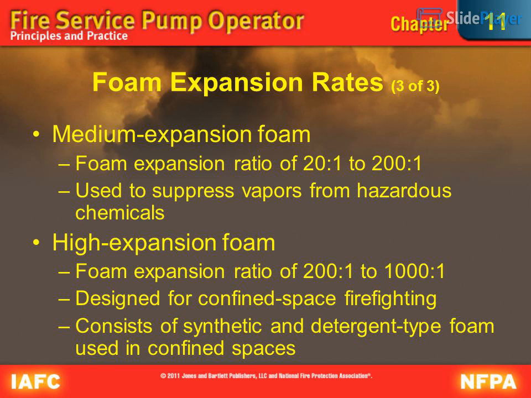Foam expansion rates, 3 of 3. Medium expansion foam. Foam expansion ratio of 20:1 to 200:1. Used to suppress vapors from hazardous chemicals. High expansion foam. Foam expansion ratio of 200:1 to 1000:1. Designed for confined space firefighting. Consists of synthetic and detergent type foam used in confined spaces.